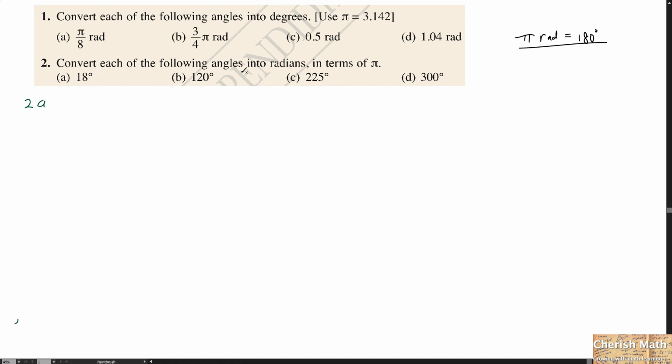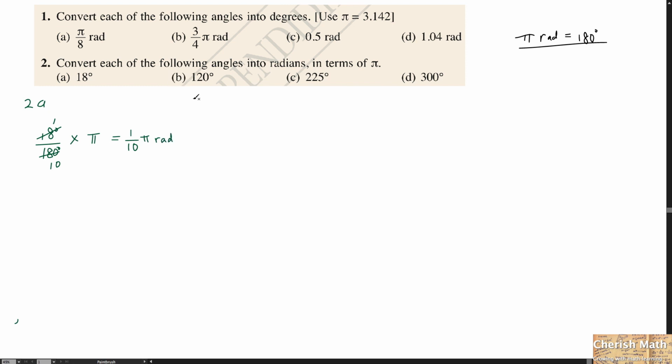Convert each of the following angles into radians in terms of pi. 18 degrees is out of 180 degrees. This is a fraction of the pi radian. That means I'm going to take 18 degrees out of 180 degrees. This serves as a fraction of the pi radian, so I have to multiply by pi. Simplifying it, I'm going to get 1 out of 10 pi radian.